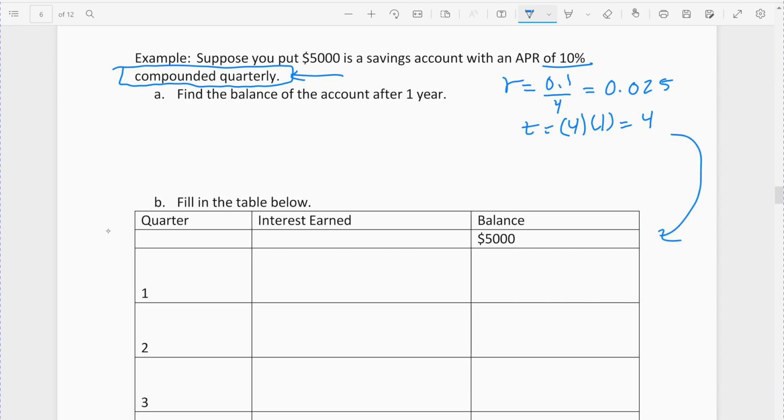Now, before we break it down in the table, I'm going to find it using the formula. All right, so my future balance is my present value, 5,000, times 1 plus R, raised to the T, which is 4. And so it comes out to, at the end of the year, $5,519.06.